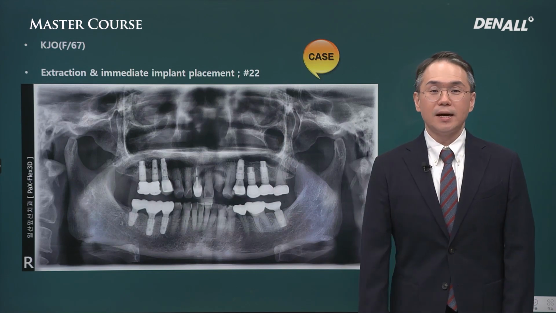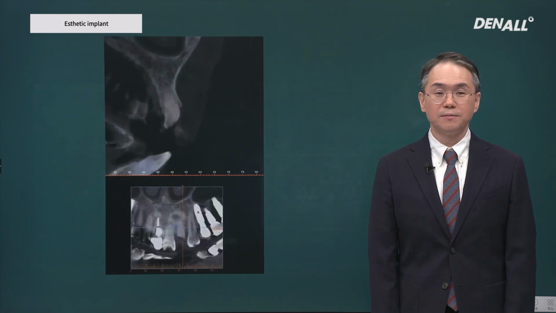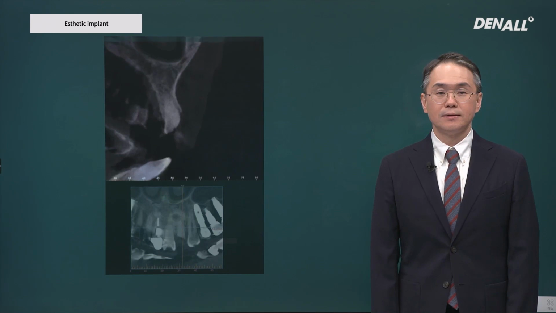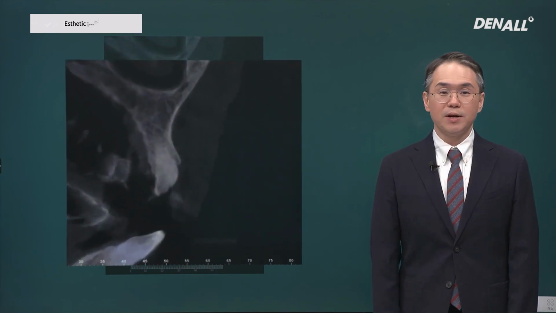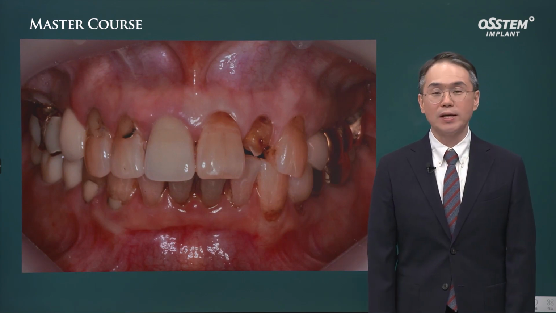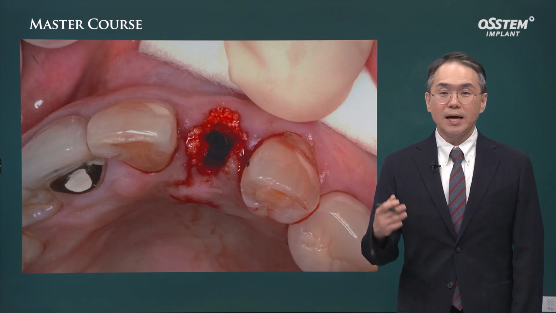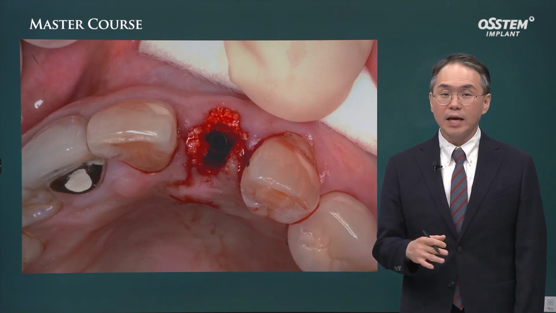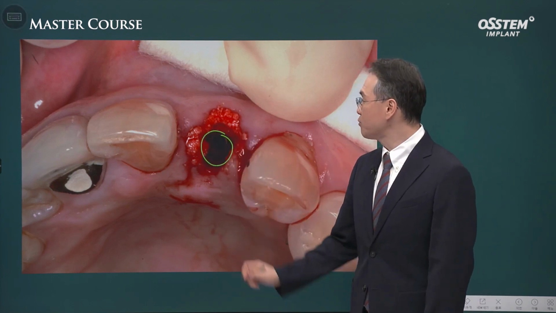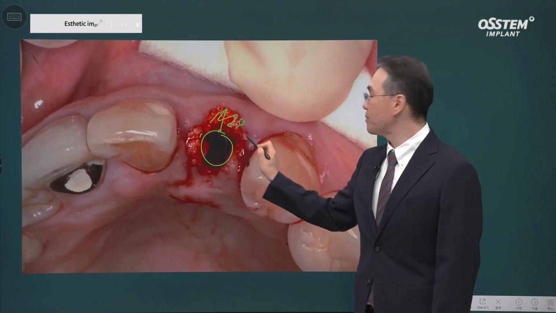Let me share with you a case based on what I've mentioned. Number 22 crown was fractured. This is pre-op. Labial plate is intact. Immediate implant placement was planned. This is the pre-op condition. Gingival biotype seems very thin. As mentioned, you need to make an indentation on the palatal side of the extraction socket, and by using a side cutting drill, the implant should be placed as palatal as possible, and there should be a gap of over 2 millimeters here.